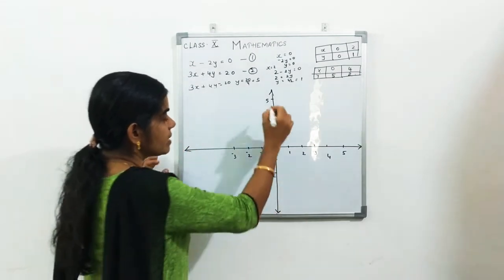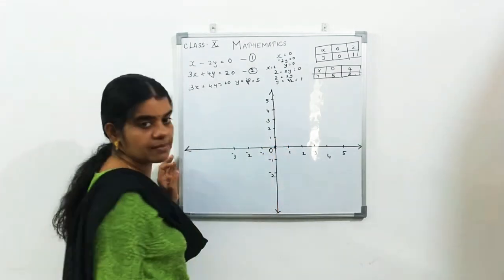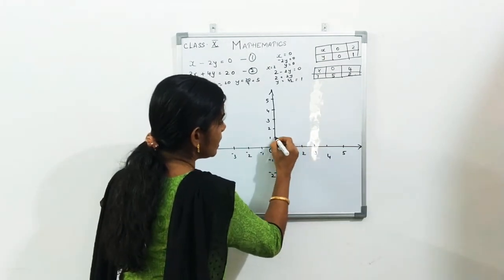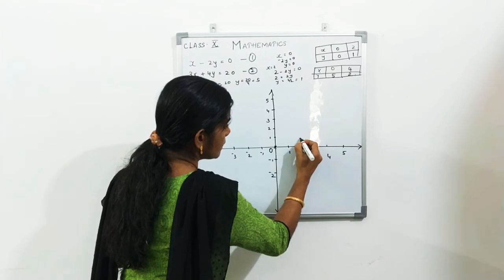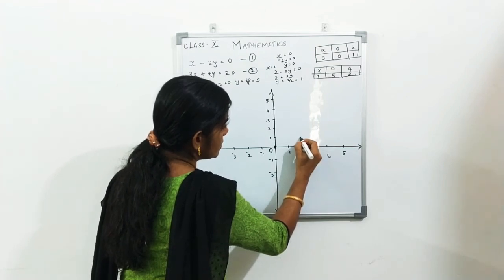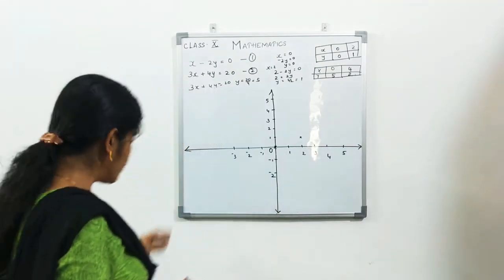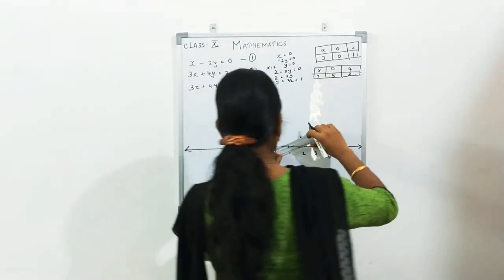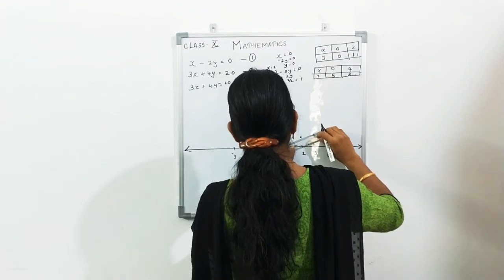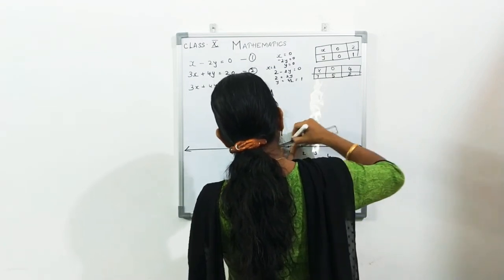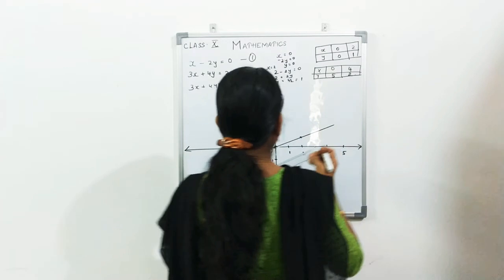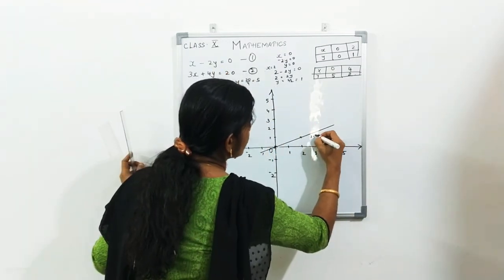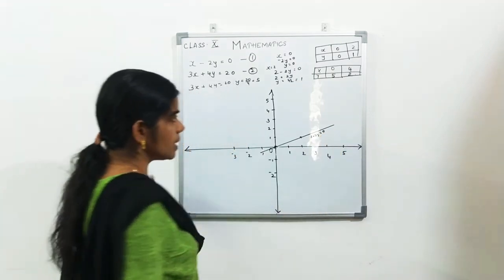Then the first one is x 0, y 0 means this point itself. Next step, x is equal to 2, y will be 1. X 2 here, y will be 1 here. This is the point 2, 1. Therefore, the first line's graph is over, and I am going to join this. Okay. This is the graph of x minus 2y is equal to 0.